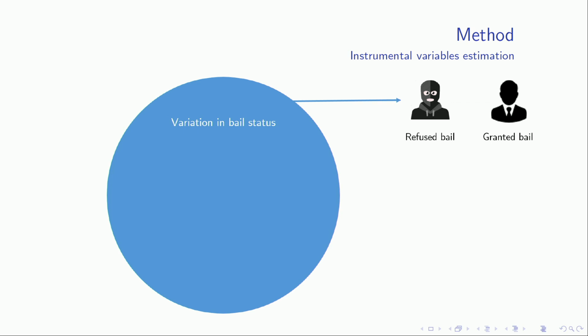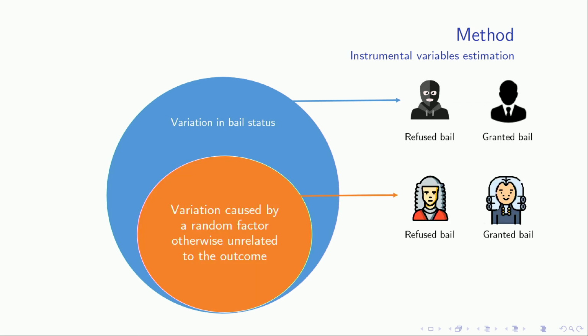So what we need to find is variation in bail decisions that's caused by a random factor which is otherwise unrelated to the outcome. And that's where the judges come in. On the left, you've got this judge who looks pretty serious, and if a person gets them, they might be refused bail. But if they get this smiley judge on the right, the same person might be granted bail. By exploiting this variation, we can estimate effects that are unbiased and consistent. Basically, the method I'm using aims to estimate the effects of bail on that group of people.